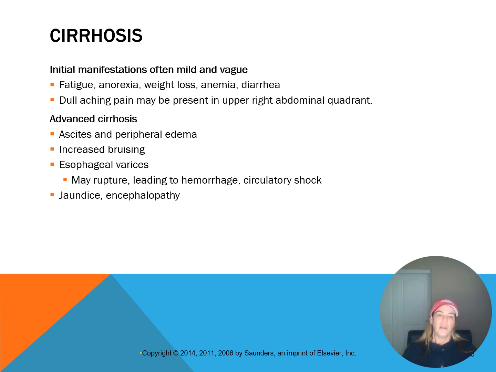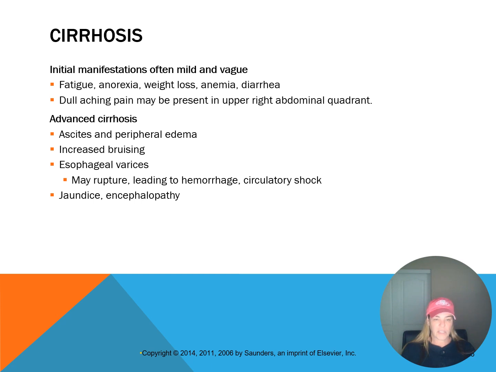Cirrhosis. Again, with cirrhosis the initial manifestations are mild and vague, meaning you don't know, and they look like symptoms from other diseases: fatigue, anorexia, weight loss, anemia, diarrhea. These are symptoms that you might see in many, many other diseases. But they also might have a dull aching pain in their right upper abdominal quadrant. So that could be a sign of cirrhosis.